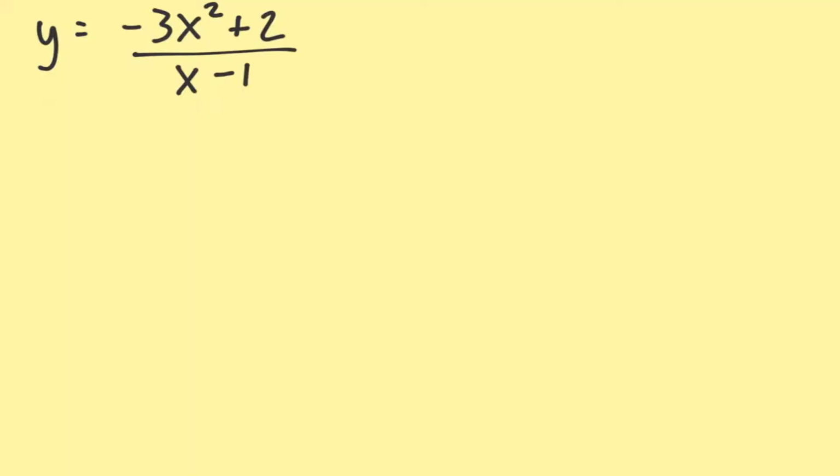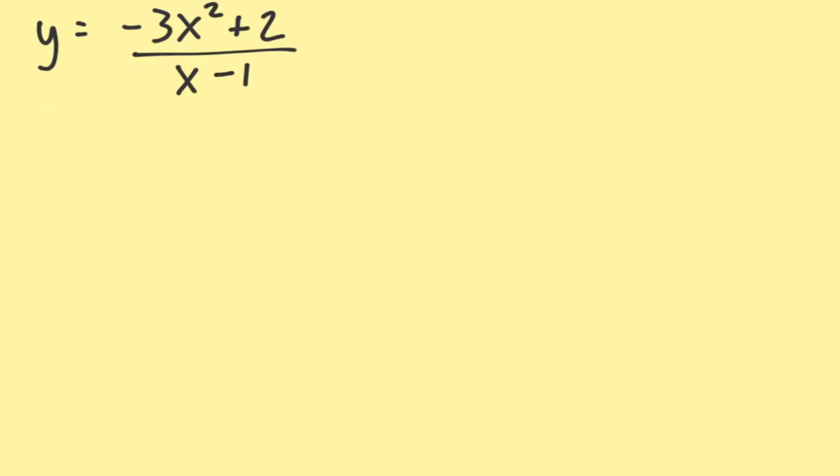We're going to look at how to find a slant asymptote. Just as a review, finding vertical asymptotes, you set the denominator factors equal to 0 that don't cancel with the numerator. So in this case, x would equal 1. Horizontal asymptote, you have to look at the powers of the numerator and denominator.